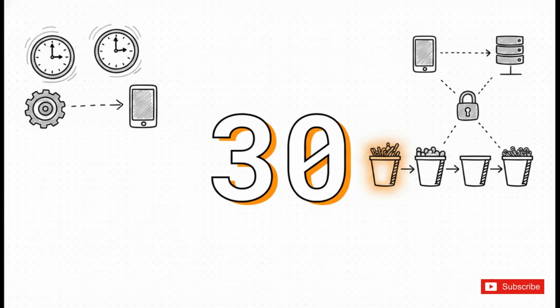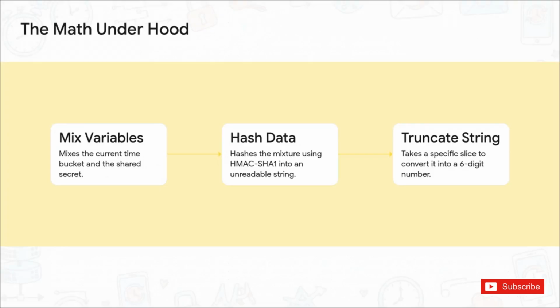Because both your phone and the website's server are synced up to the exact same global time, they are always looking at the exact same time bucket number at any given moment. Now, what's really interesting about this process is how a giant time bucket actually turns into a tiny code. It takes some incredibly fast-paced cryptographic math happening completely out of sight.